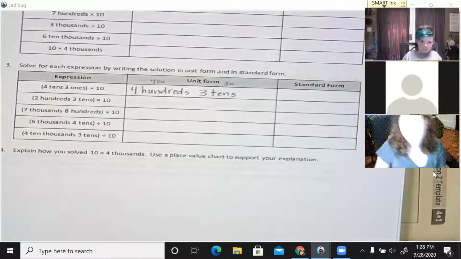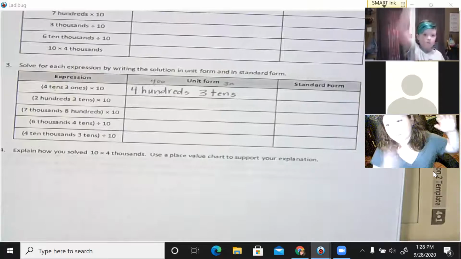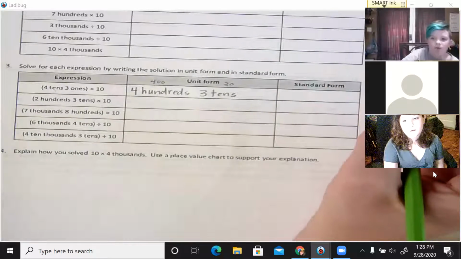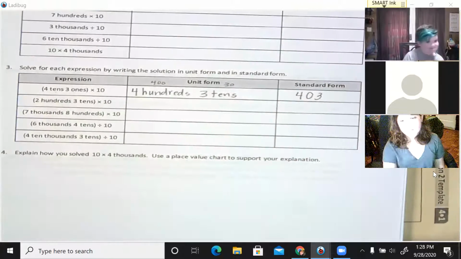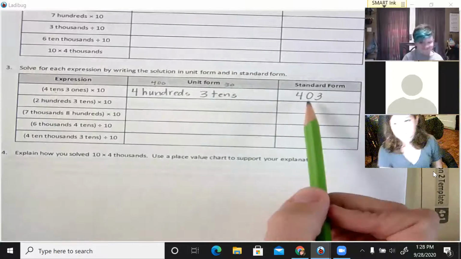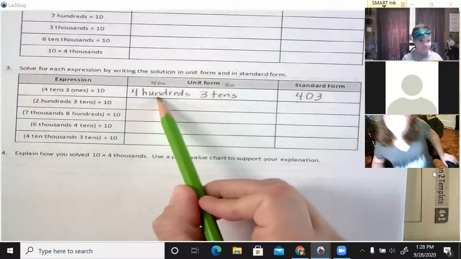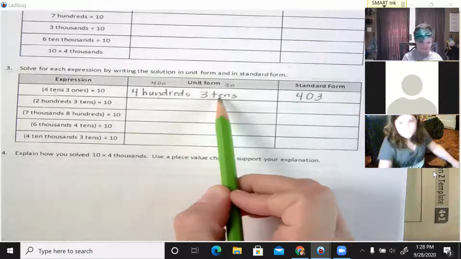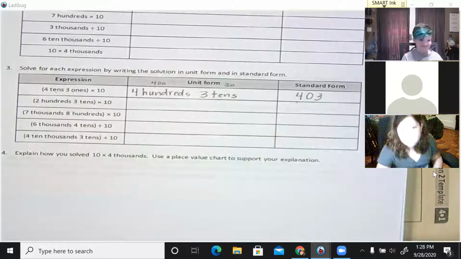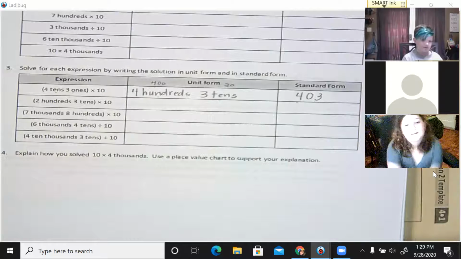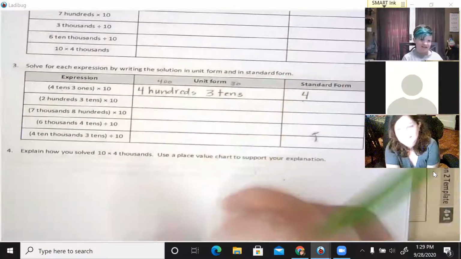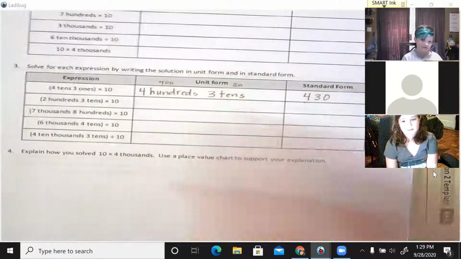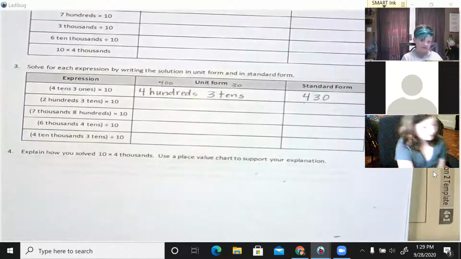Does anyone want to try? Go ahead, Olivia. 403. Okay, read that for me, Olivia. 403. So, Olivia, this tells me I have 4 in the hundreds place and 3 in the ones. Is that what I have in my middle row? I meant 430. There we go. And that's really easy to make that mistake. So now we're going to switch those around. Now I have a 3 in the 10 spot. Very good.